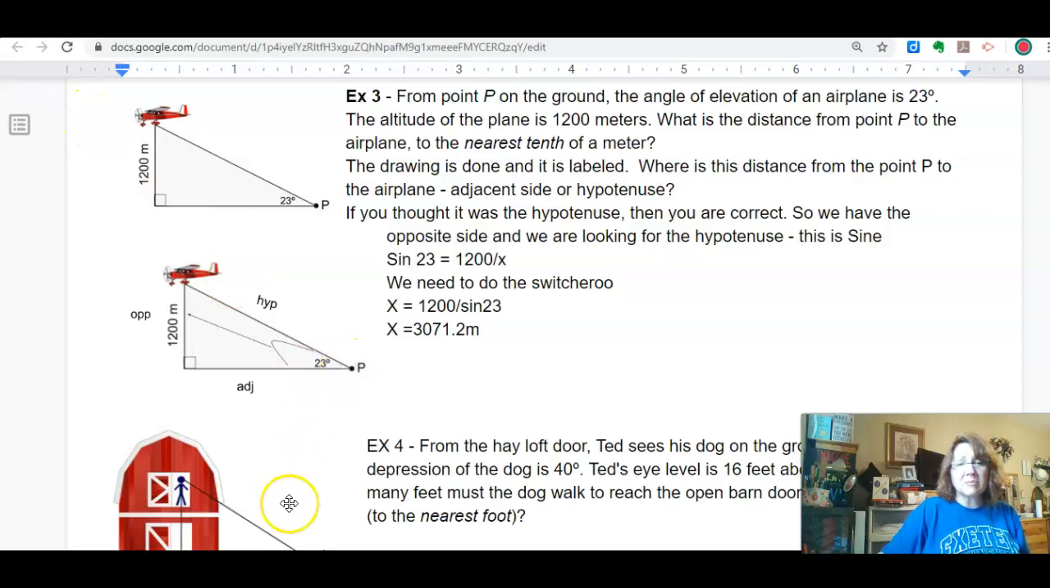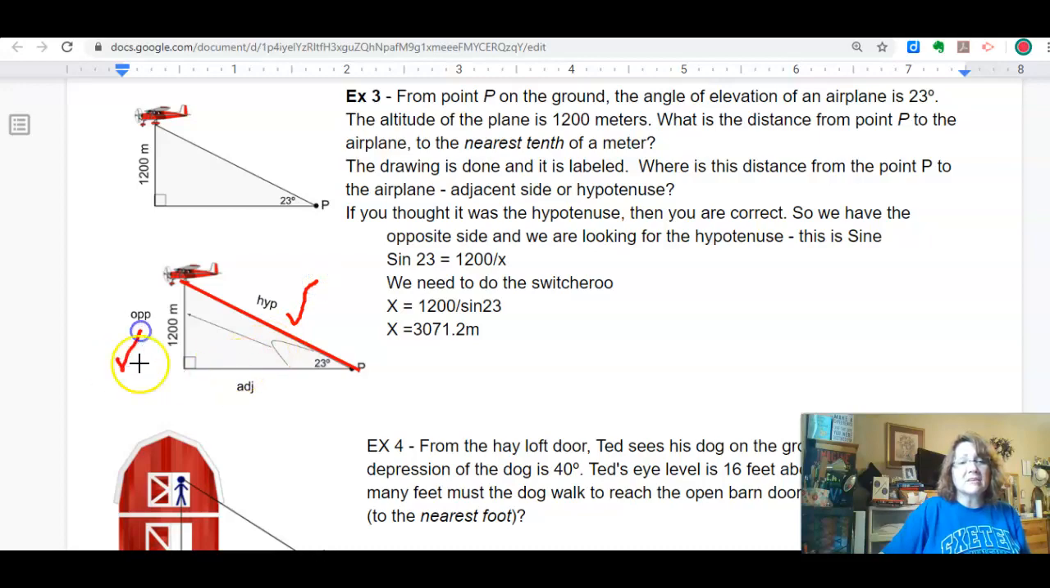So the distance from P to the plane is actually going to be a line. It's going to be right there, right? Actually, I did that a lot better than I usually do it, huh? So let's do freehand. They want to know what this is.